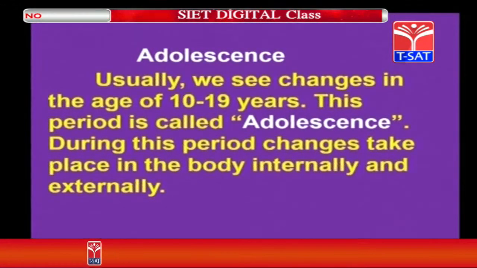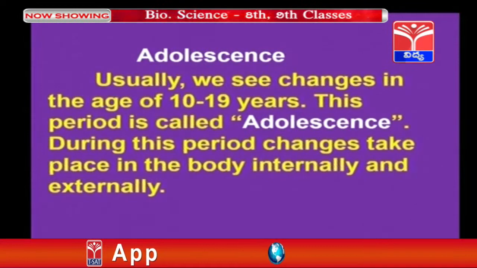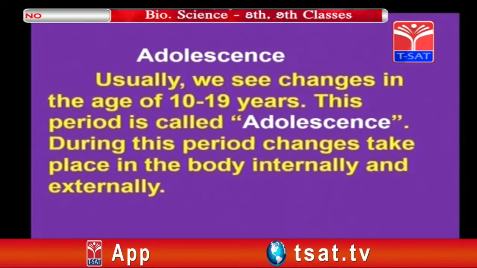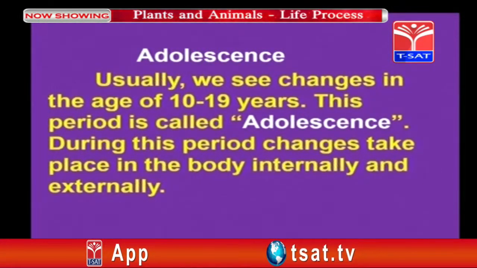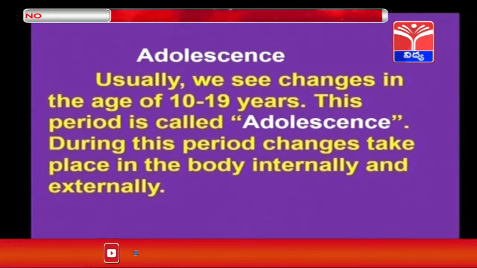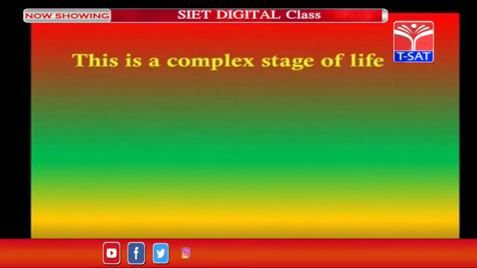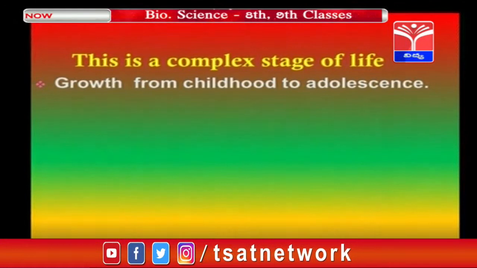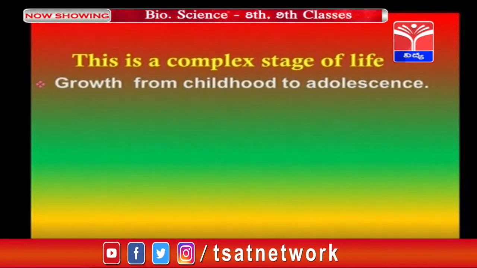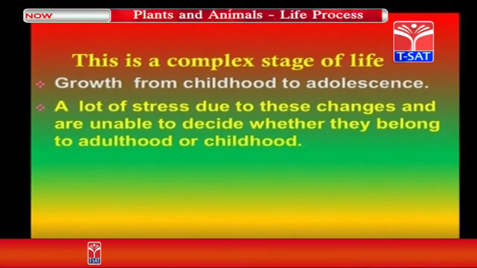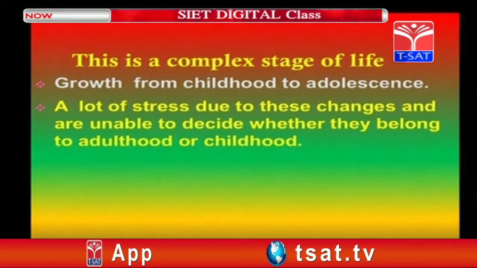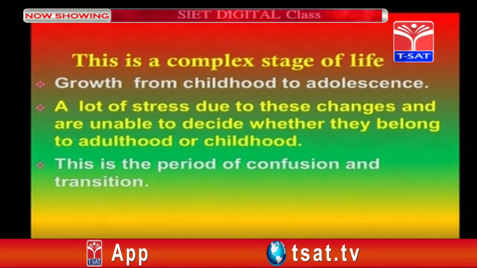Usually we see changes in the age of 10 to 19 years. This period is called adolescence. During this period, changes take place in the body internally and externally. This is a complex stage of life. Growth from childhood to adulthood takes place in this period. They face a lot of stress due to these changes and are unable to decide whether they belong to adulthood or childhood. This is the period of confusion and transition.